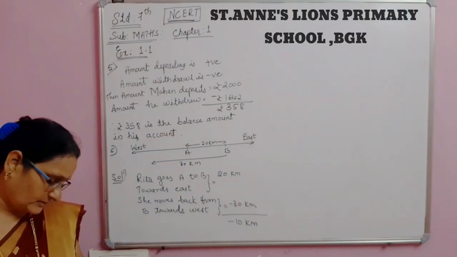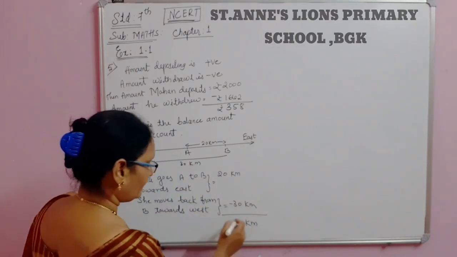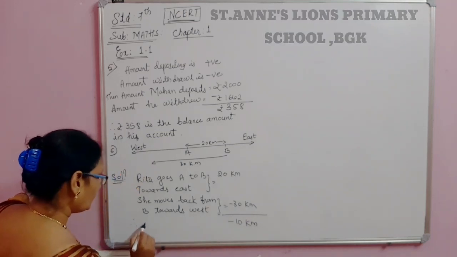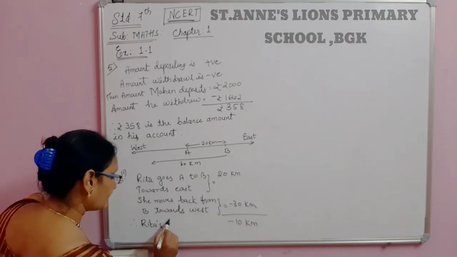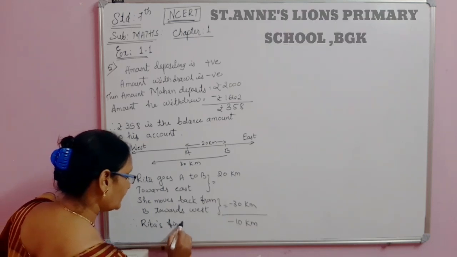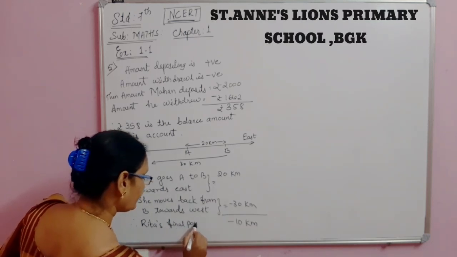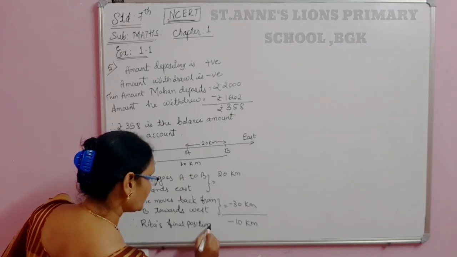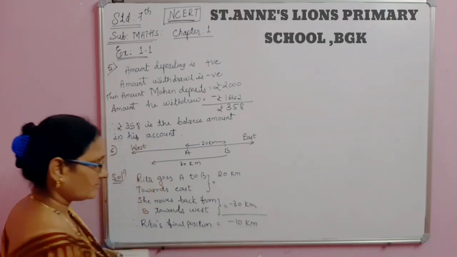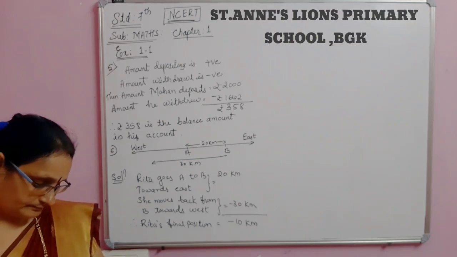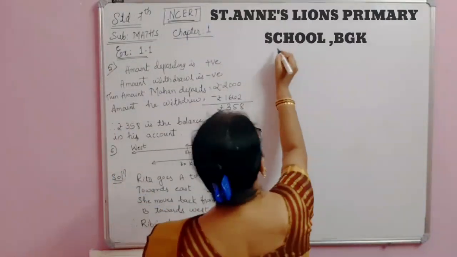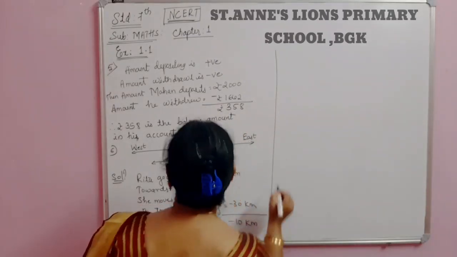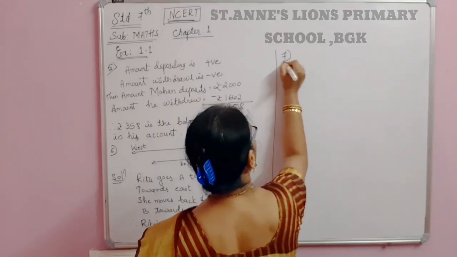By which integer will you represent her final position from A? Rita's final position is equal to minus 10 kilometers. Okay, this is the sixth problem. Then see now, the seventh problem I am going to solve. That is magic squares.